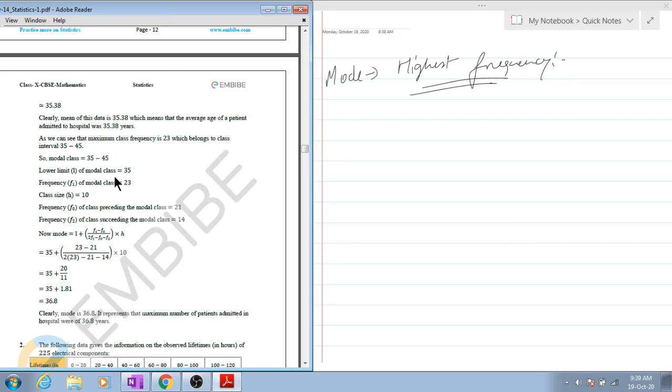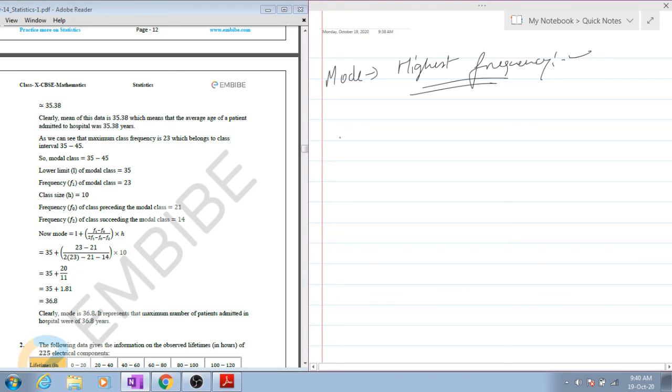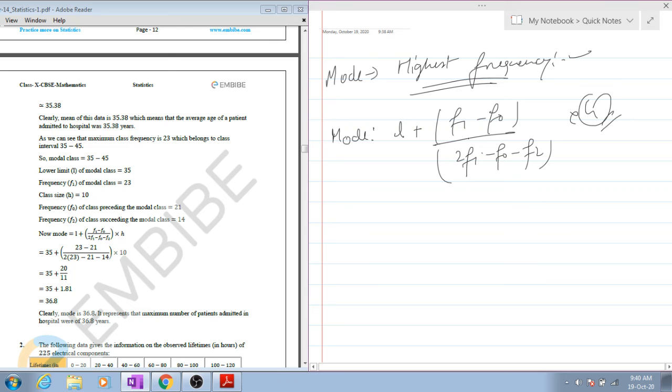Now the mode concept is also clear, which is basically the highest frequency. But since a lot of calculations are involved, mode's formula will be l plus f1 minus f0 upon 2 f1 minus f0 minus f2, into h. h, you know what it is. f0 is the frequency before the modal class and f2 is the one after it.